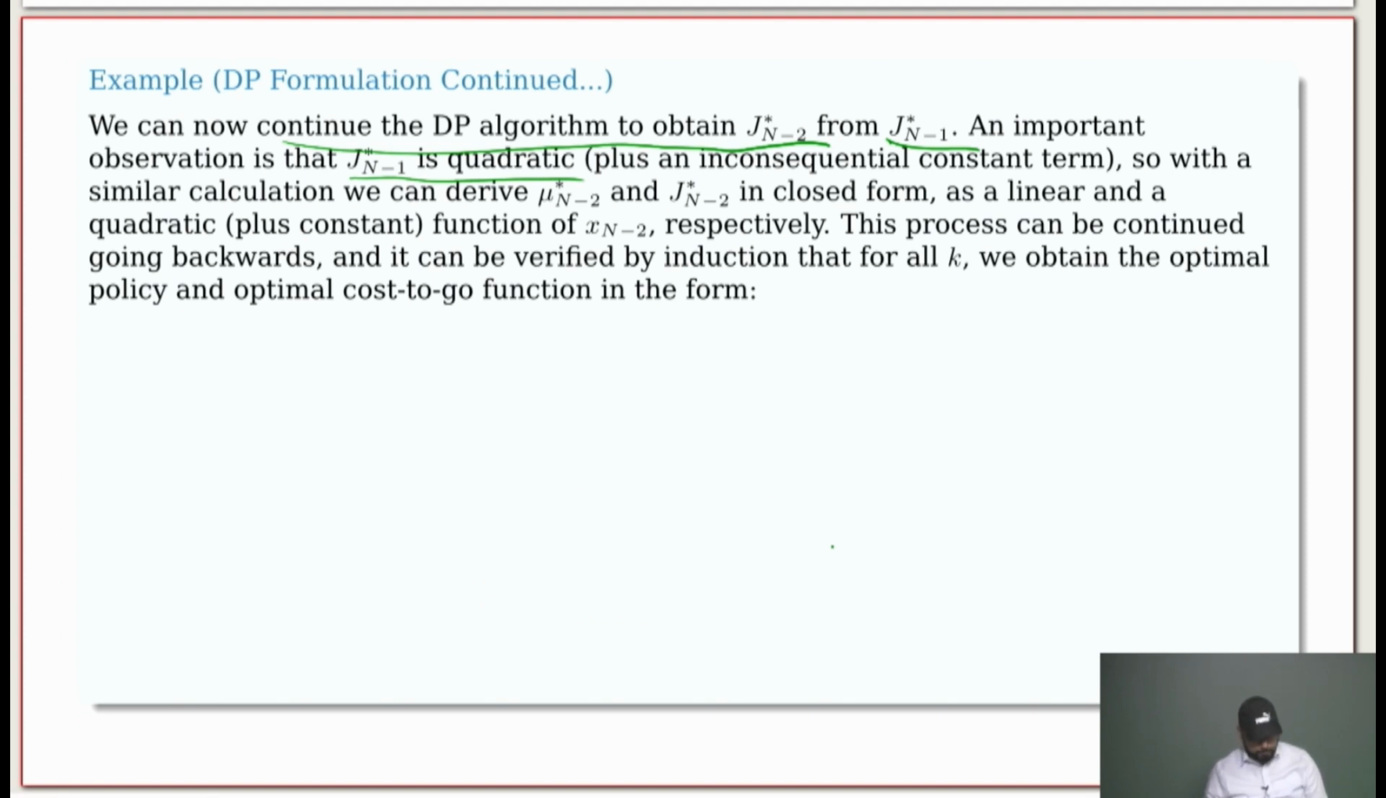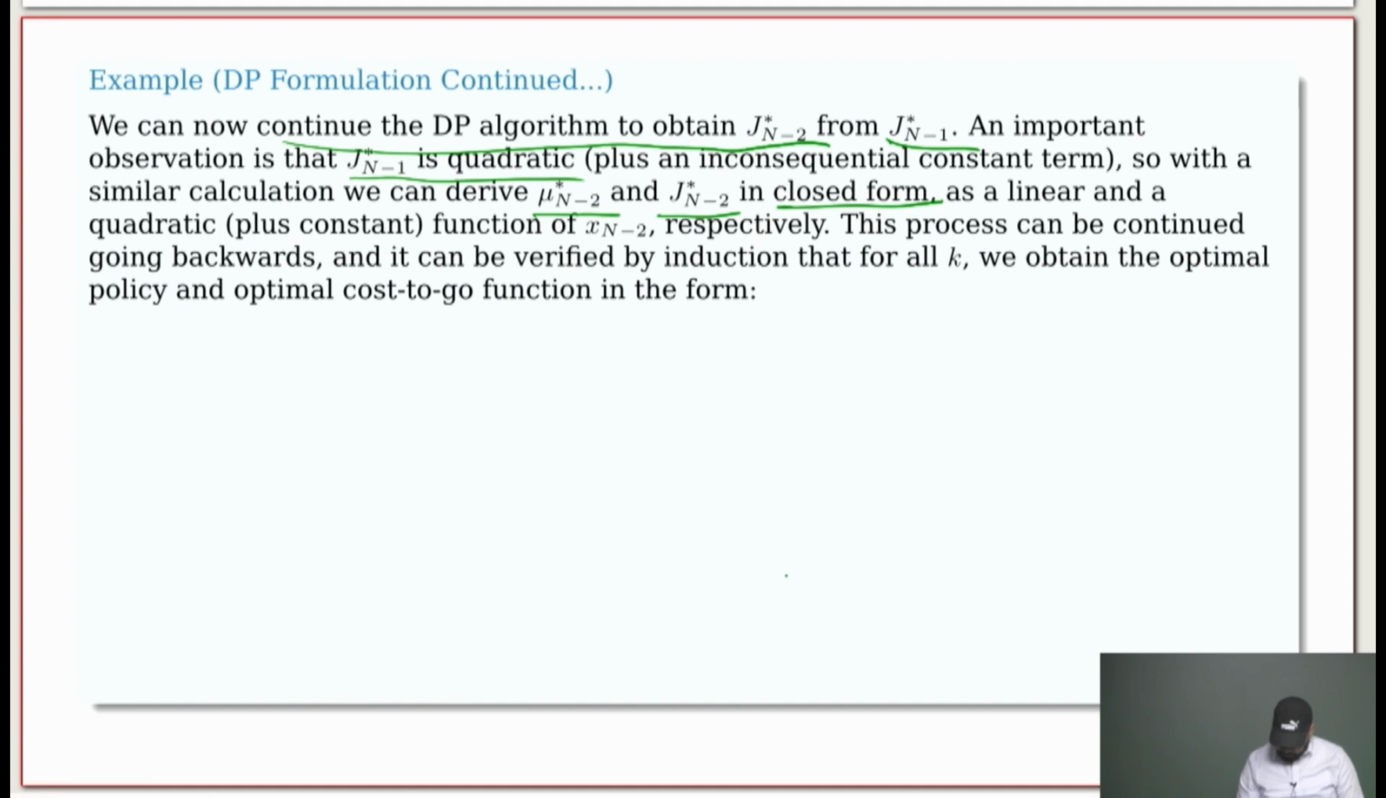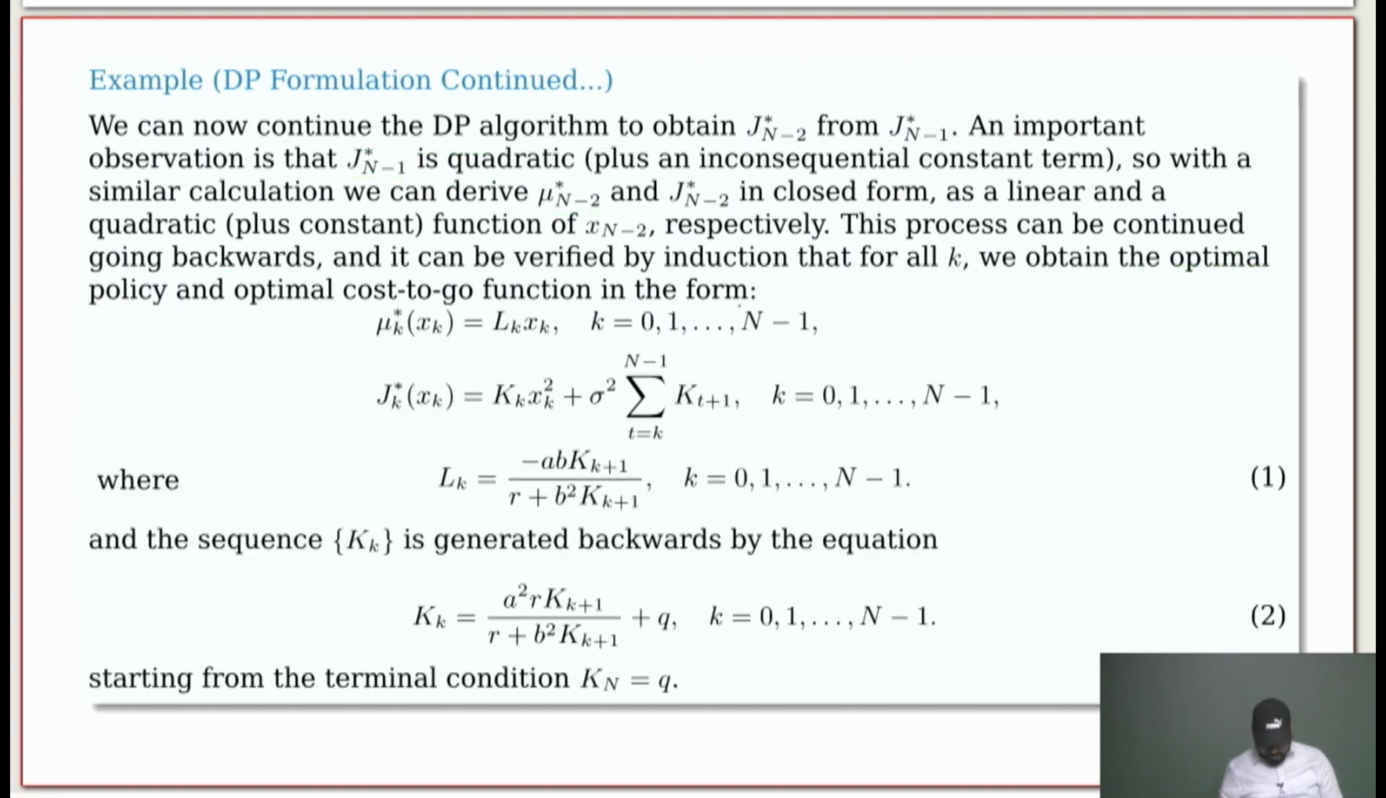With a similar calculation, we can formulate the optimal policy and the optimal cost for the n minus 2 subproblem in closed form, as a linear and a quadratic function of xn minus 2. We can see this as some constant, and this is the quadratic term. This process can be continued backwards, and it can be verified by induction that for all k, we obtain the optimal policy and the optimal cost to go function in the following form. So this is the kth step solution.